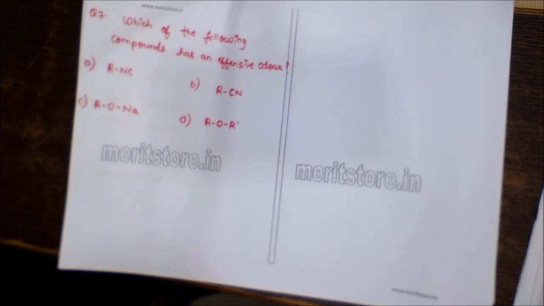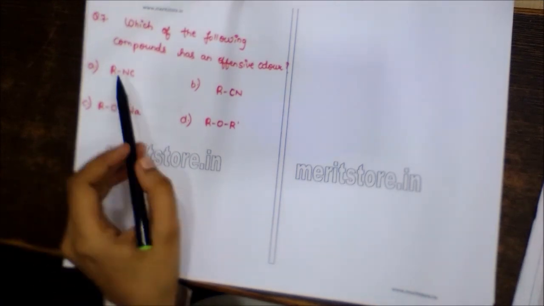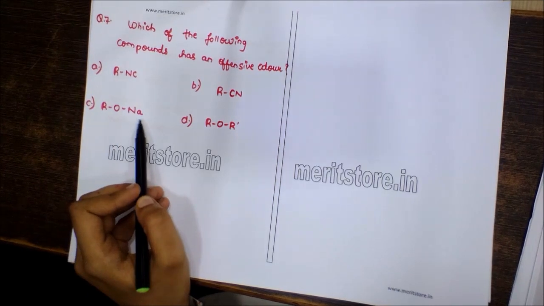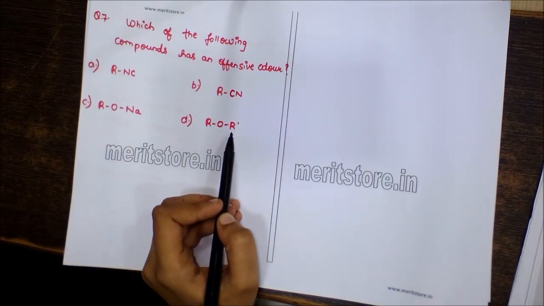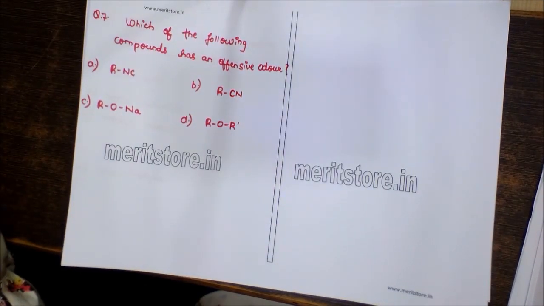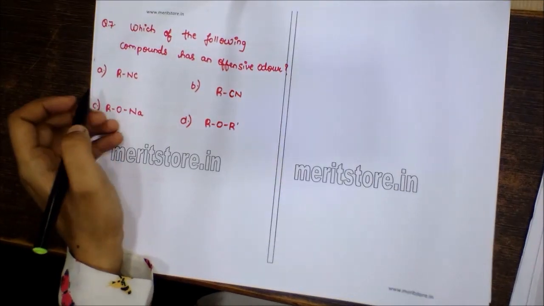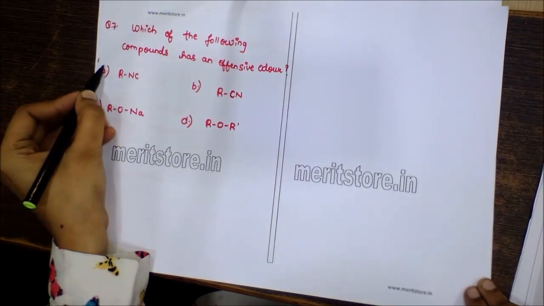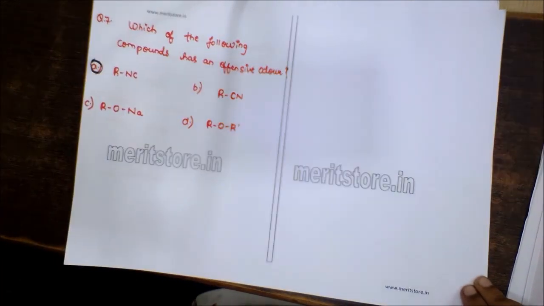Question 7. Which of the following compounds has an offensive odor? A. R-NC, B. R-CN, C. R-O-Na, D. R-O-R. So alkyl isocyanide, this R-NC, generally possesses a bad, offensive odor. Therefore option A is the correct answer.